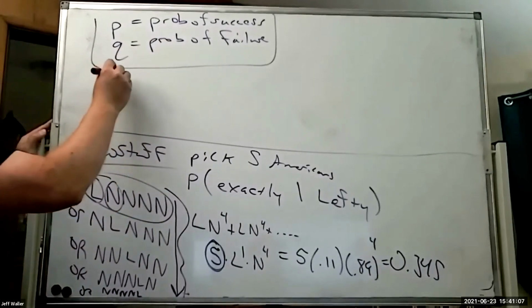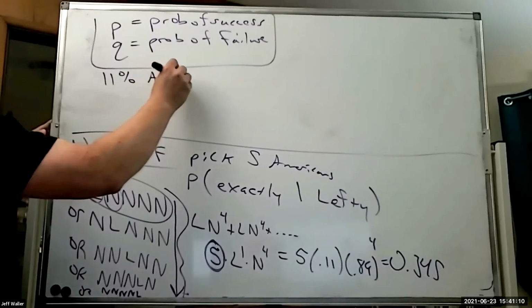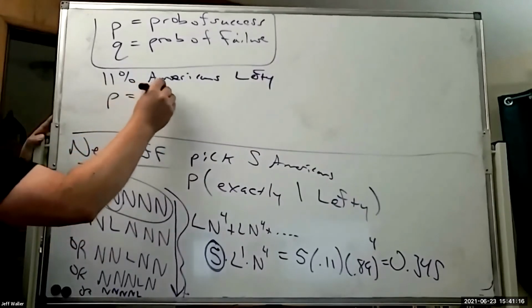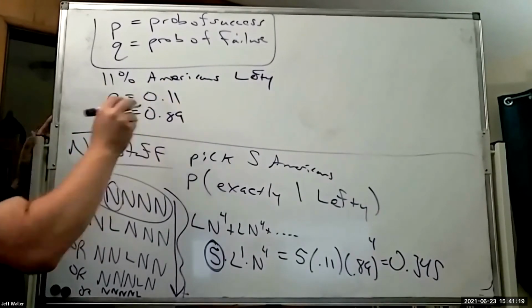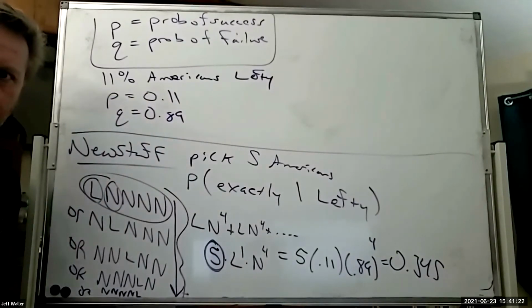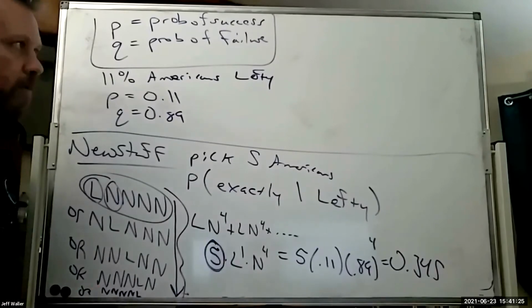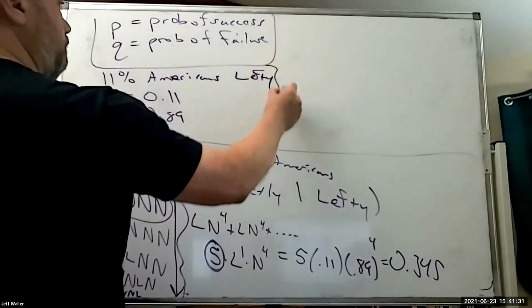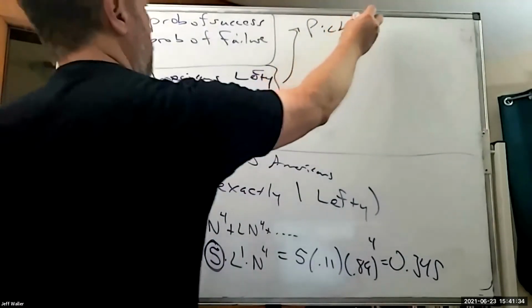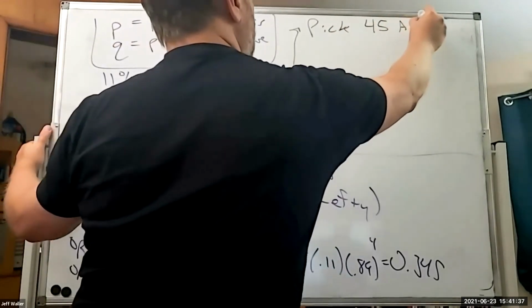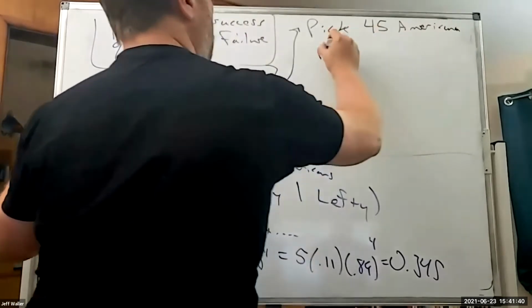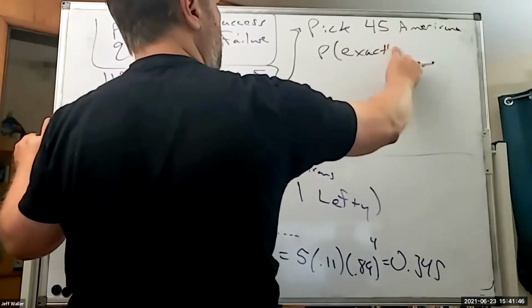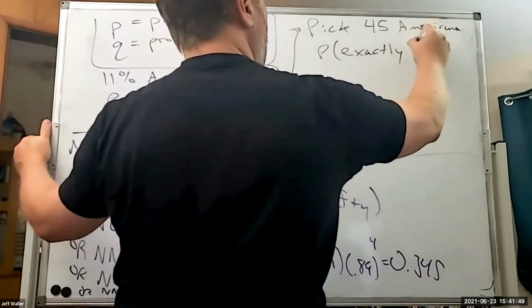So I still have 11% of Americans left-handed. Right, so that means P is 0.11 and Q is 0.89. Is everybody with me? But now, let's say I pick 45 Americans. What's the probability of getting exactly 5 left-handed?